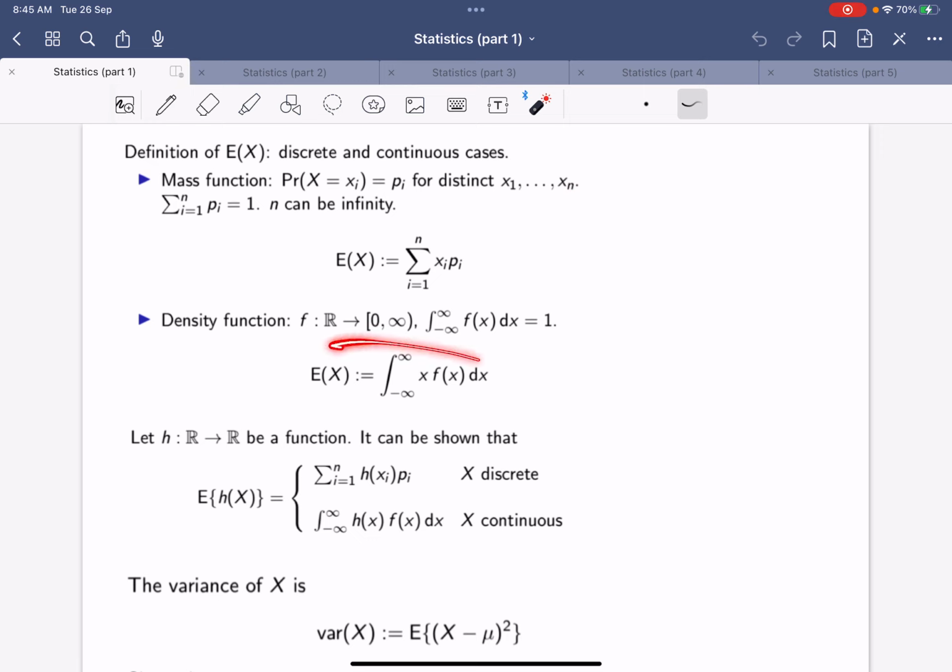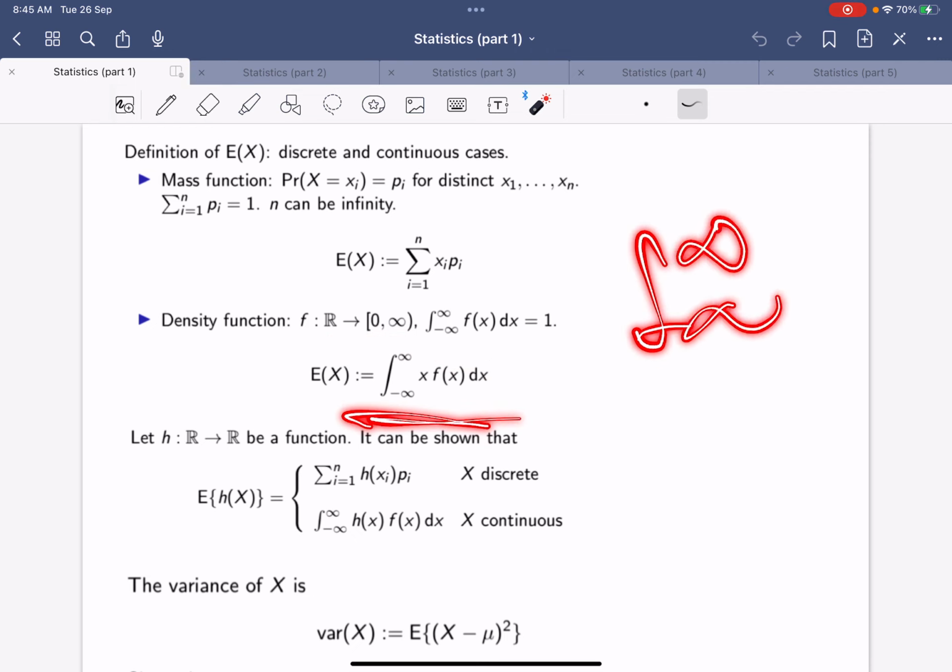As for density, because it's an integral, you just need to integrate from minus infinity to infinity of x times f(x) dx. So x is your value, f is your density, then you integrate it.